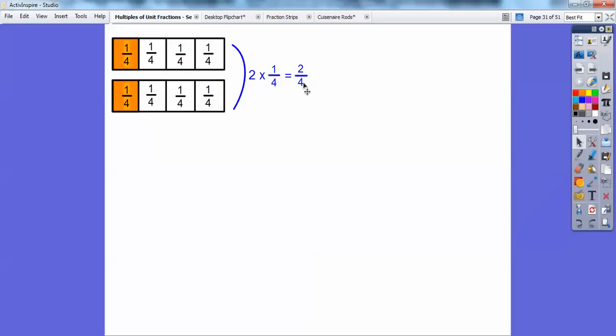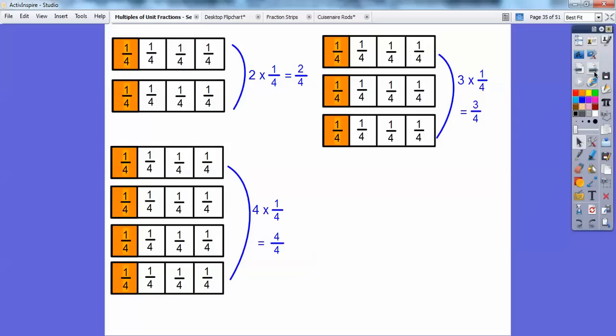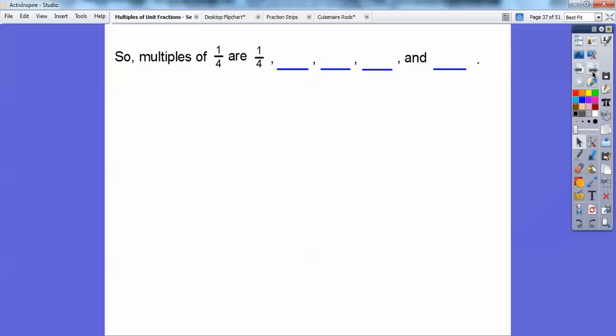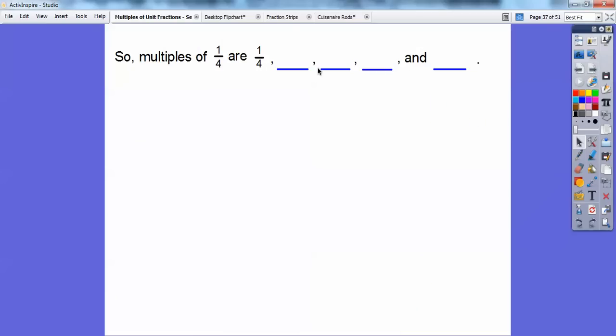Okay, let's do the next one. So let's do 3 of them. Okay, so here's 1, there's 1/4, there's 2, there's 3. So I have 3 1/4, or 3 times 1/4, which is 3/4. Okay, here's 4/4. Okay, you see that? I did 4 1/4. Okay, let's do one more. Let's do 5/4. There's 5 times 1/4, which is 5/4 right there. Okay, so the multiples of 1/4 are 1/4, 2/4, 3/4, 4/4, and 5/4. So I just multiplied them: 1/4 times 1, 1/4 times 2 is 2/4, times 3 is 3/4, 4/4, and 5/4.